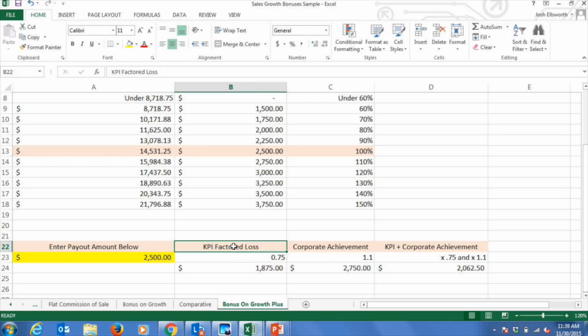So KPI, meaning key performance indicator, if that particular rep that's eligible for this bonus did not hit their objectives from a call standpoint, their full objectives, basically we can factor in the loss. So if they only hit 75% of their metrics, we can type in a 0.75, and basically it would adjust that bonus down to $1,875. If they only hit 85%, 0.85, and it will adjust it down. So the idea here is that there's a negative incentive that says basically if you're not working for it, your bonus is going to be factored down.